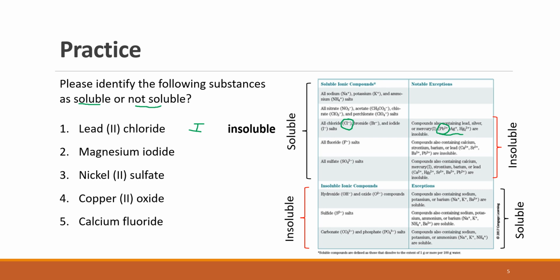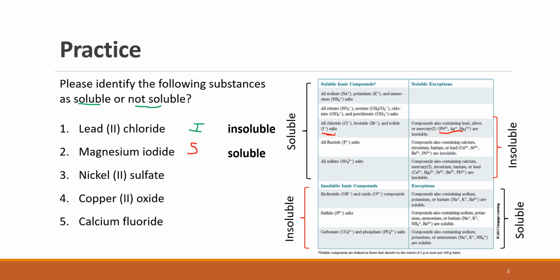Let's look at the next example. So the next example, we have magnesium iodide. So we're going to go ahead and look for the iodine ion. So iodine is right here in the same area as chlorine. So it's saying iodine is soluble unless it's attached to lead, silver, or mercury. So in this case, is iodine attached to lead, silver, or mercury? No, it's not. It's attached to magnesium, meaning since it's not attached to an exception, it will be soluble. So S for soluble.